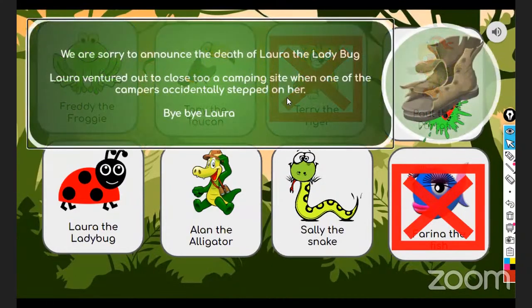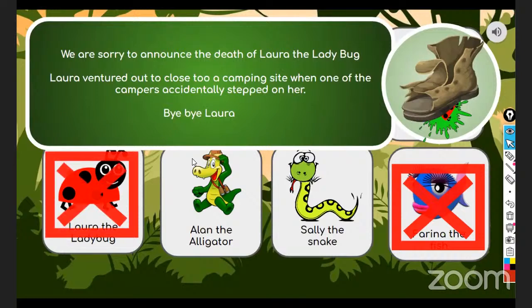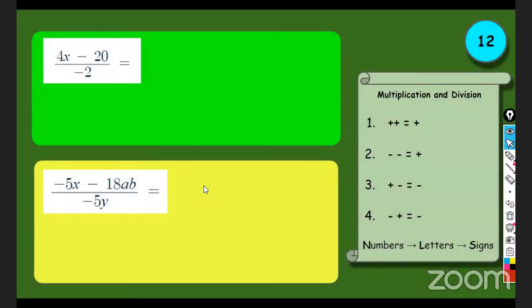We're sorry to, oh, it's Laura. Yes, we're sorry to announce the death of Laura the ladybug. Laura ventured out too close to a camping site when one of the campers accidentally stepped on her. Adios, Laura. See you in the afterlife. All right. Bye, Laura. All right. I hope some of y'all are still in the game.